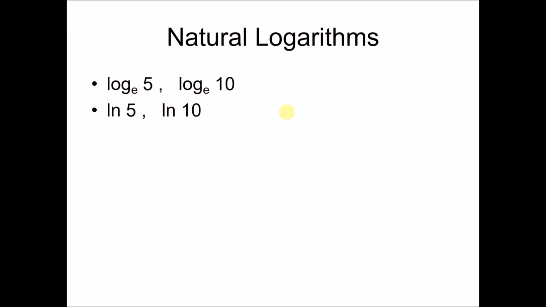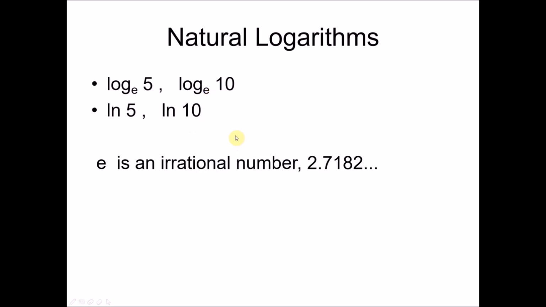And the e here is not an unknown. E is an irrational number with a fixed value, which is a constant, 2.7182. Since it is an irrational number, this is an infinite non-recurring decimal. E is also known as Euler's number, which if you are interested, you can go and read more about it by yourself, do some research, and you will learn more about this value of e in more advanced mathematics.